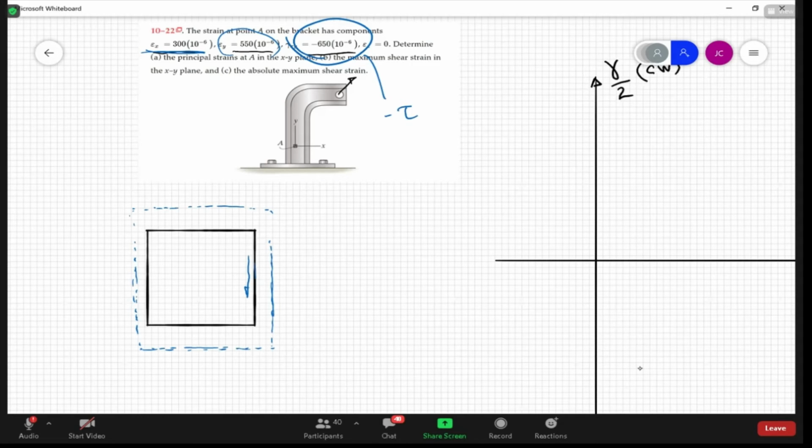This would be the negative shear stress. I'm drawing them inside the cube just to keep them out of the way of everything else. That would be a negative shear stress, right? And how's that going to make this deform, right?